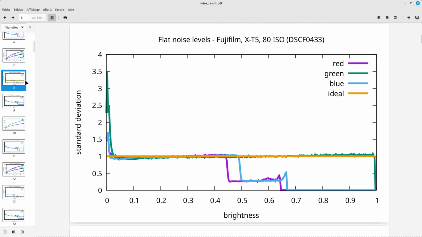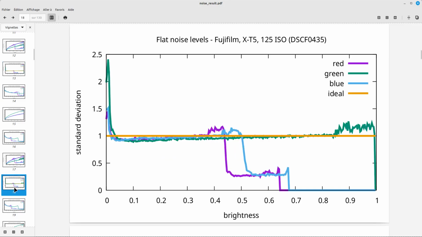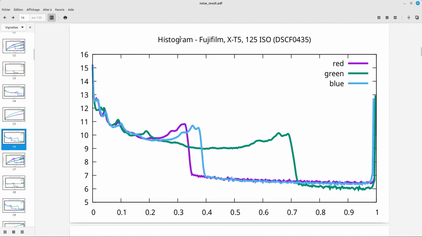When I go through the file, I check every flat noise level. What we can see here is that we get some noise that we didn't have before. Actually, that can be explained. If we take a look at the histogram, we can see that for the green channel, basically we have much less values of high brightness than values of brightness until 0.7.